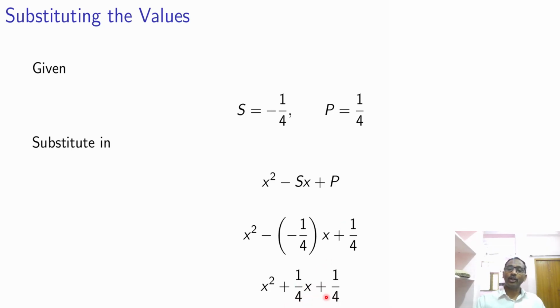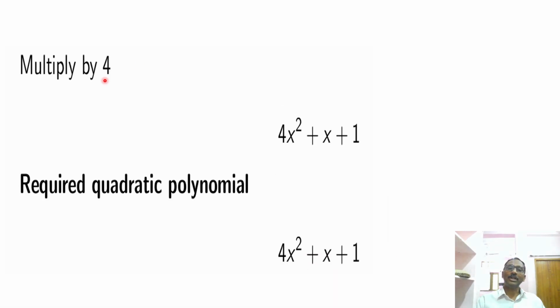So in the denominator you are getting 4. If I want to remove that denominator 4, I have to multiply this with 4. Multiplied by 4, we are getting 4x square plus x plus 1. This is the required quadratic polynomial. What is the required quadratic polynomial? 4x square plus x plus 1.